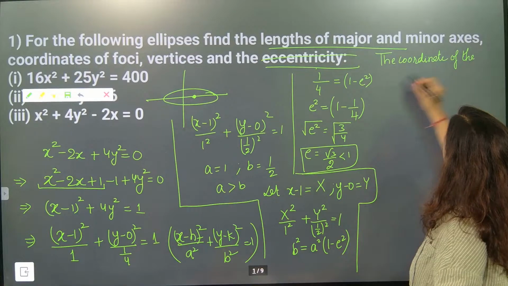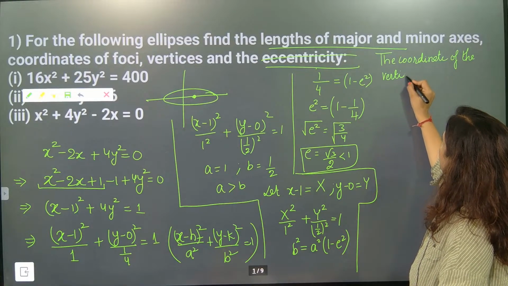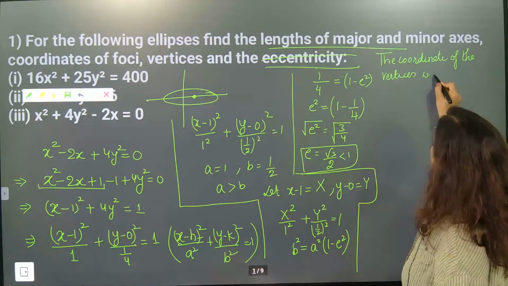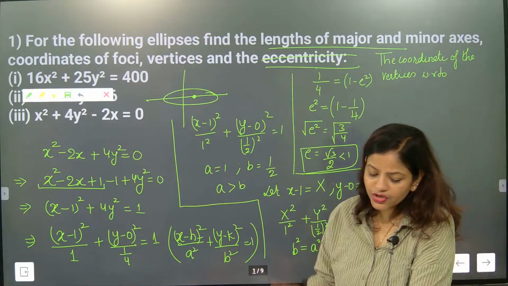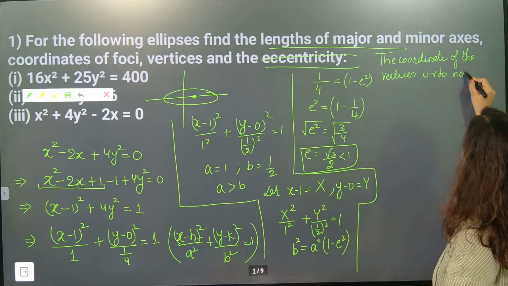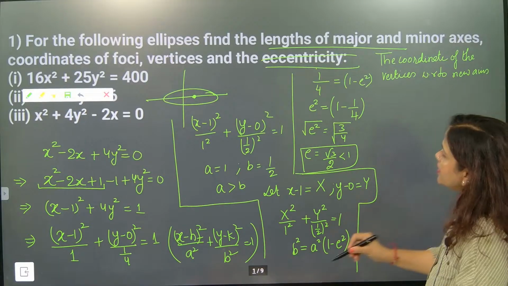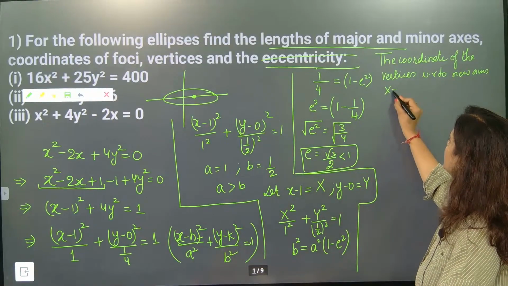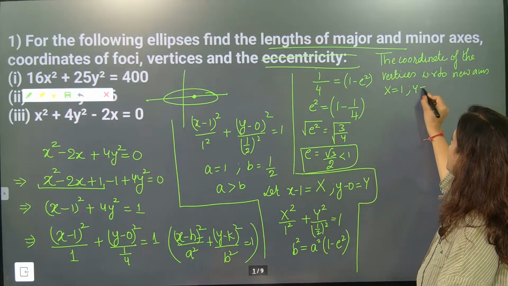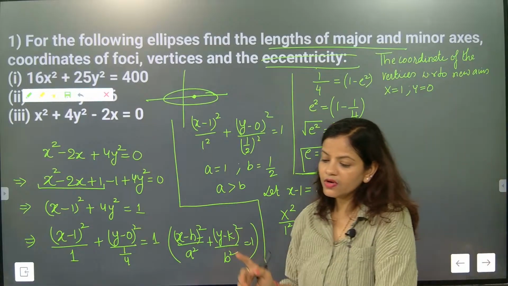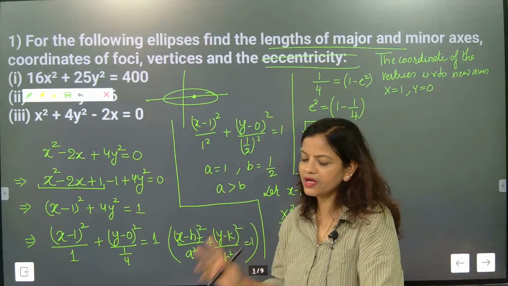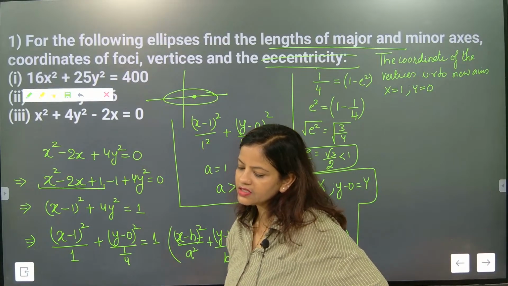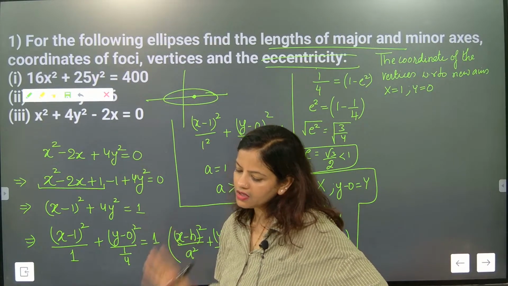The coordinates of the vertices, with respect to the new axis, because we are going to shift it now. Because we have shifted it, there is a new axis. The new axis is x equal to 1 and y equal to 0, because x equal to 1 and y equal to 0 will become the new axis.